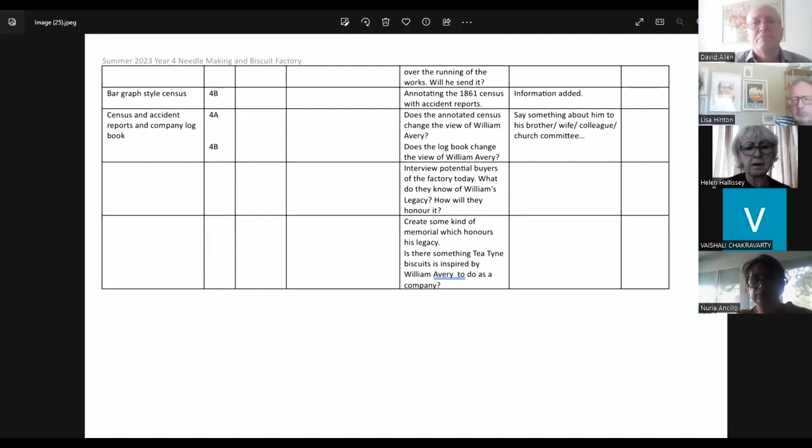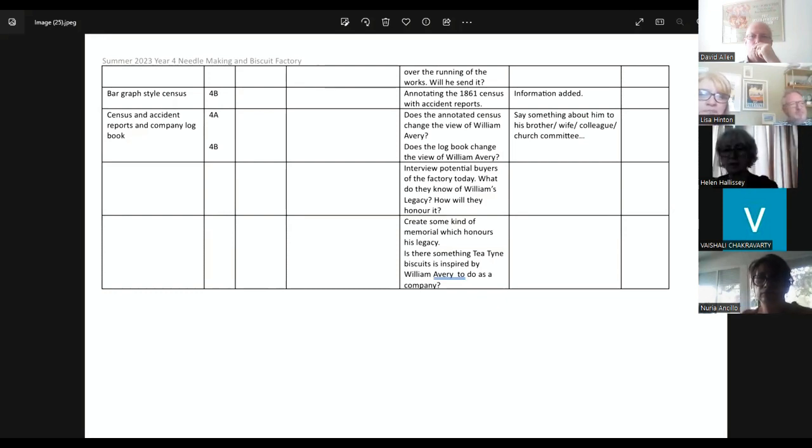So I suppose what we think we're working towards is maybe the children, in role as the biscuit company, decide yes, they're interested in this factory, and create some kind of memorial which honors the legacy of William Avery, but like a well-rounded view of him as a person. So when you get to the last bit, they are transforming it into art. They're transforming the information that they've got.